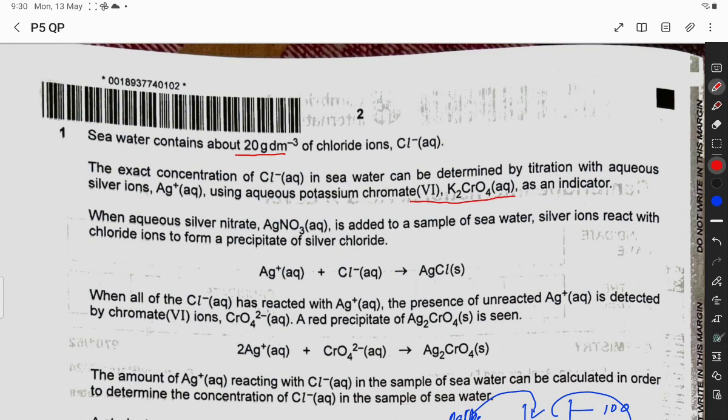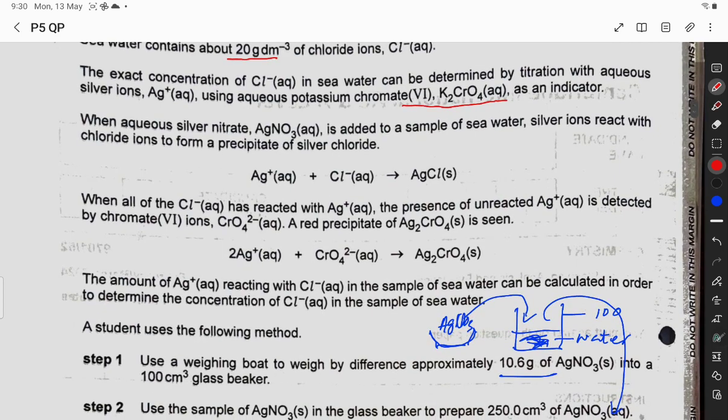When aqueous silver nitrate is added to a sample of seawater, silver ions react with chloride ions to form a precipitate of silver chloride. So this is the ionic equation of silver aqueous reacting with chloride aqueous to form silver chloride solid. So this is the precipitation reaction.